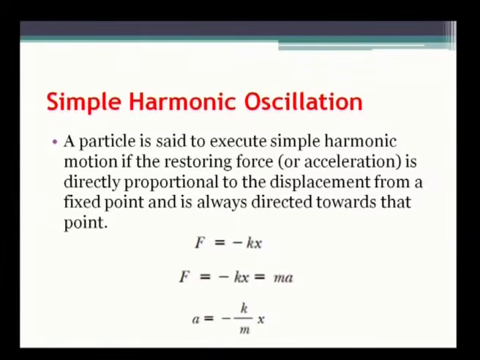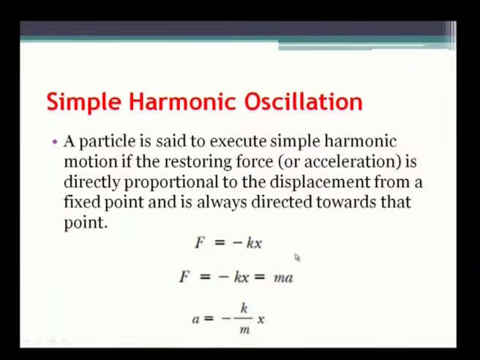Why is the word simple used? Let us have a look at the explanation. A particle is said to execute simple harmonic motion if the restoring force, in other words the acceleration, is directly proportional to the displacement from a fixed point and is always directed towards that particular point. The restoring force and the displacement are opposite, so the minus sign is introduced only to show that the force and the displacement are oppositely directed. These two are vector quantities.